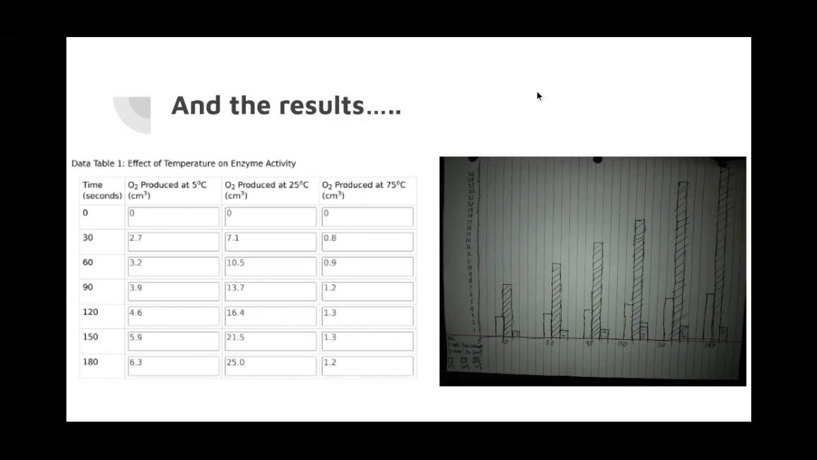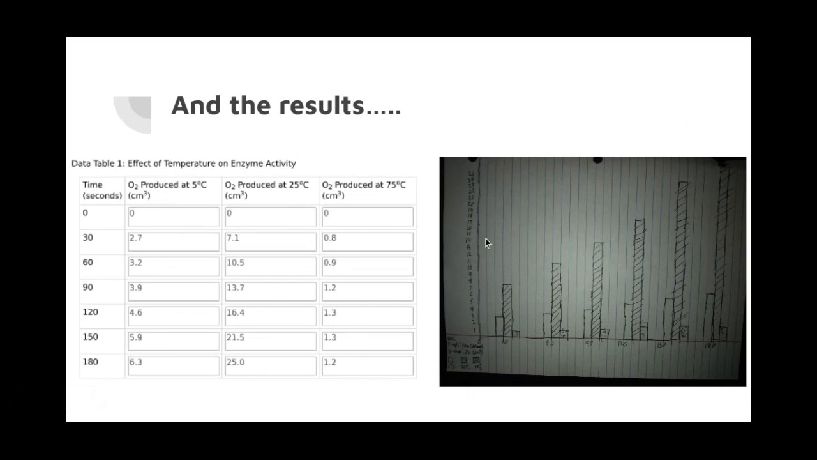Here's our data. This is the data table. I was correct. So it was time within 0 to 180 seconds, and then the amount of oxygen that was produced at 5 degrees, 25 degrees, and 75 degrees. As you can see here, 25 degrees proved to be the most effective, had the most released. 75 degrees had the least amount, and then 5 degrees was right in the middle.